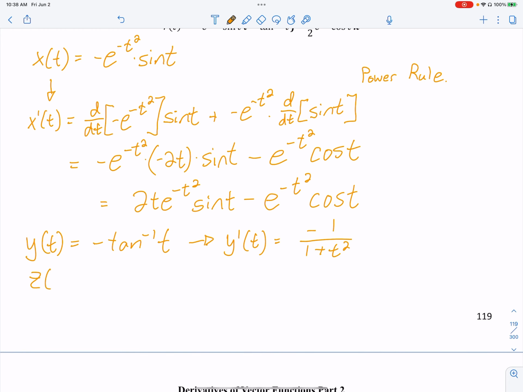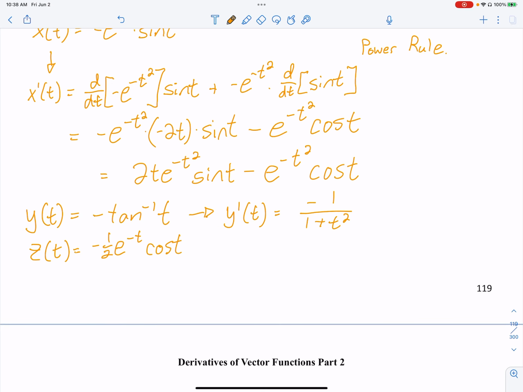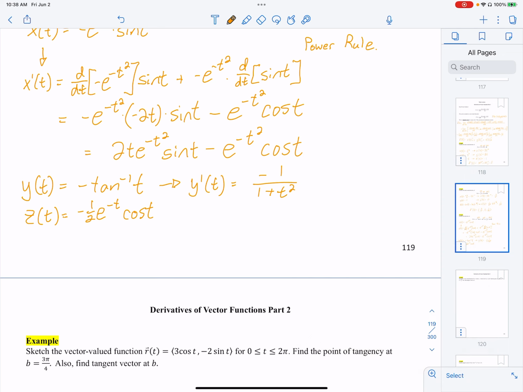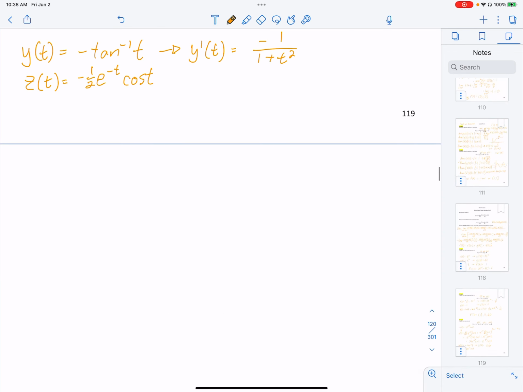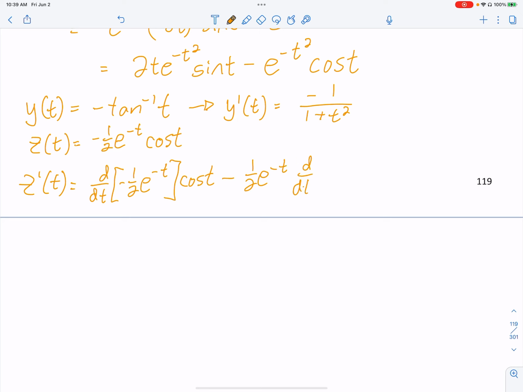Okay, and then z of t is equal to negative 1/2 e to the negative t cosine of t. So this is, again, another power rule. So I'll write this out. Let me add another page to this. Okay. So z prime of t is the derivative. I'm going to write it all out just for the sake of notes. Negative 1/2 e to the negative t times cosine of t, minus 1/2 e to the negative t times the derivative of the cosine, the power rule.